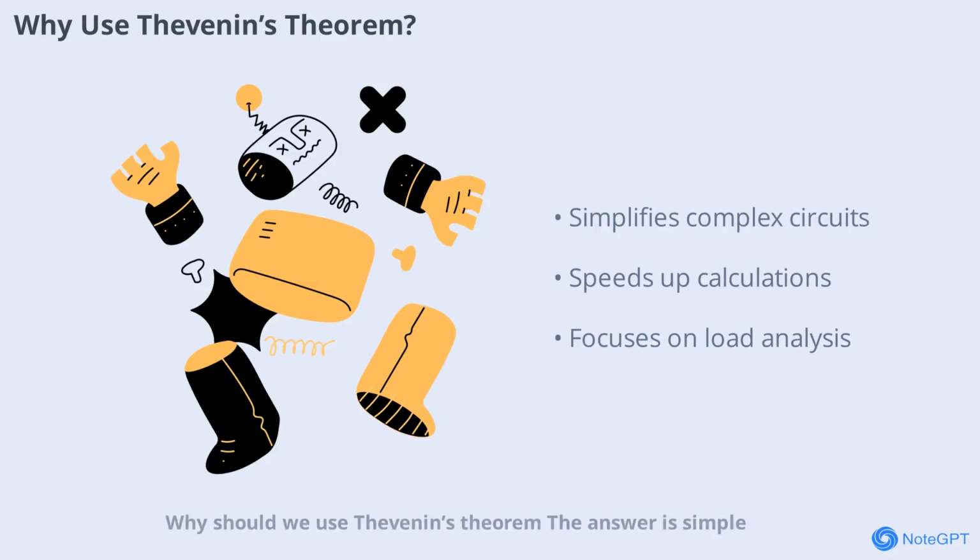Why should we use Thevenin's theorem? The answer is simple: it streamlines circuit analysis. When working with complex circuits, especially those with multiple components and varying loads, calculations can quickly become overwhelming. Thevenin's theorem allows us to focus on just the part of the circuit we care about, replacing the rest with a simple equivalent. This is particularly helpful when you need to analyze how different loads affect circuit performance. By simplifying the network, you can quickly determine voltages, currents, and power for any load connected to the terminals.